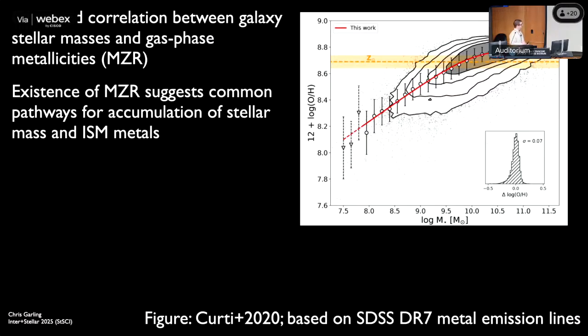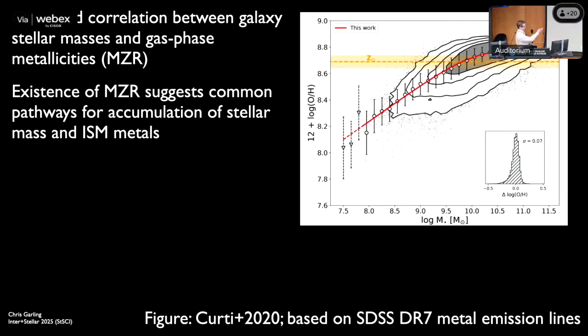Way studies. And so from extragalactic surveys, so specifically things like SDSS, we have observationally well-established relationships between the stellar mass of galaxies and their gas phase metallicities. So these are ISM metallicities that are based on metal emission lines. And this is a fairly tight correlation over many orders of magnitude.